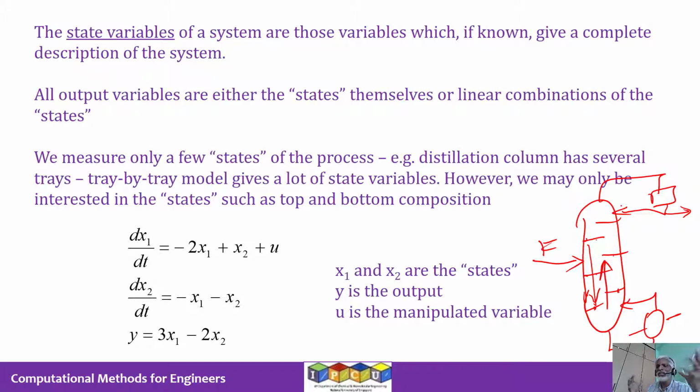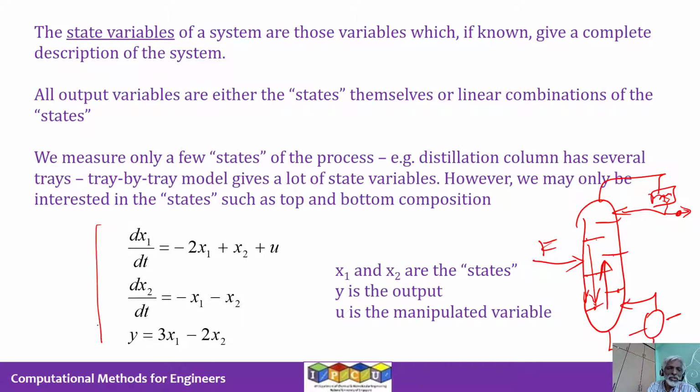So those are all the internal states of the system. But you will not measure all of them. You will measure some tray temperatures. You may measure the composition here. You may measure the height of the contents of this reflux drum. So you may measure only a few of the states. You may not measure all the states of a system because sometimes they may not be accessible. Sometimes you don't have to. All right. So that is the idea.